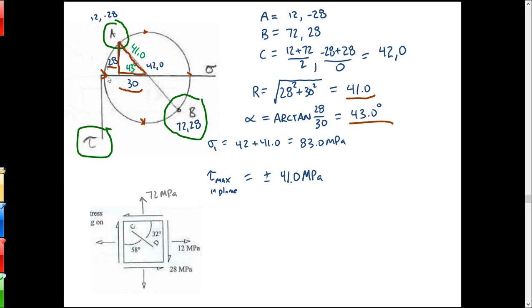So that's the real basic use of the Mohr circle, and that's the quick way to do it. It's pretty straight up. Just find the radius of the circle, which is the hypotenuse of that one triangle, and add and subtract it to the center point to get what you need.